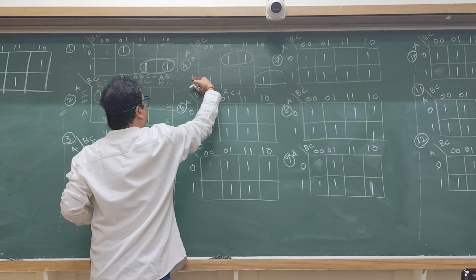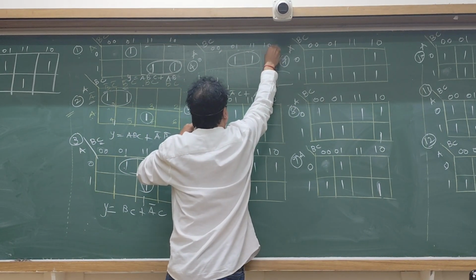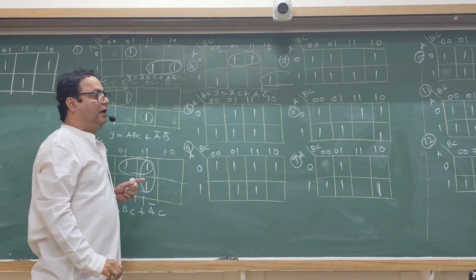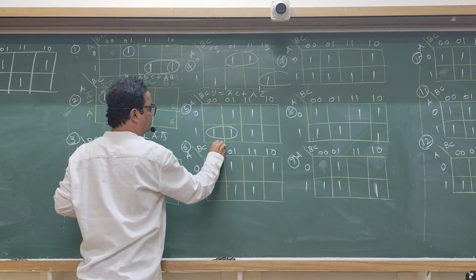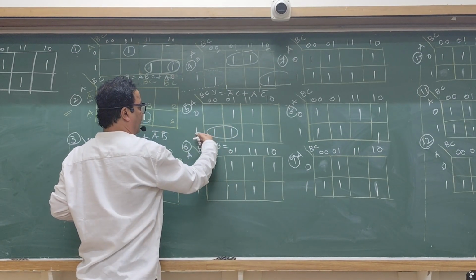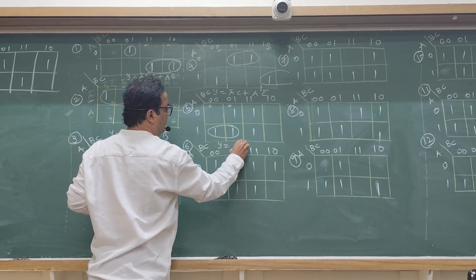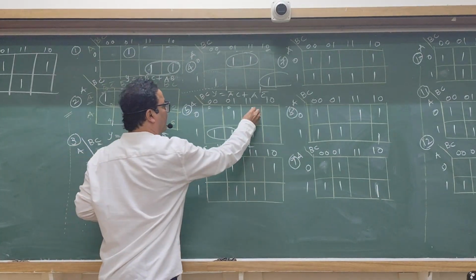Answer: go to the left, take A. Go to the top, the bit which is not changing is the last one, that is C bar. I hope you understand. Done. Next, this grouping is the answer. Yes, tell me the answer. This is A, the bit which is not changing is 0, that is B bar. So A B bar. Now for the first time, you have a grouping of 4.